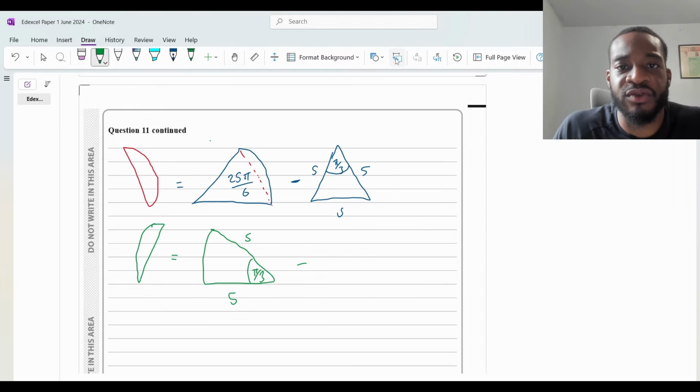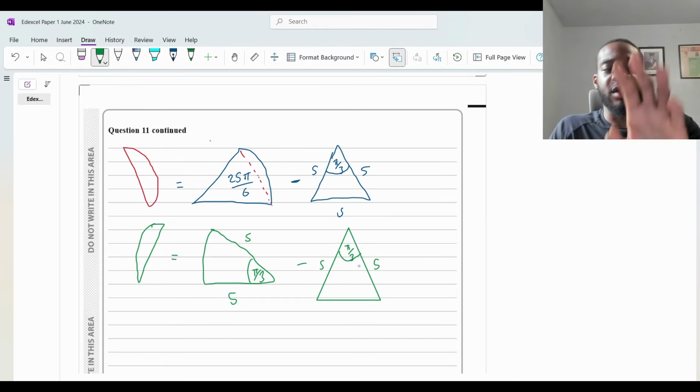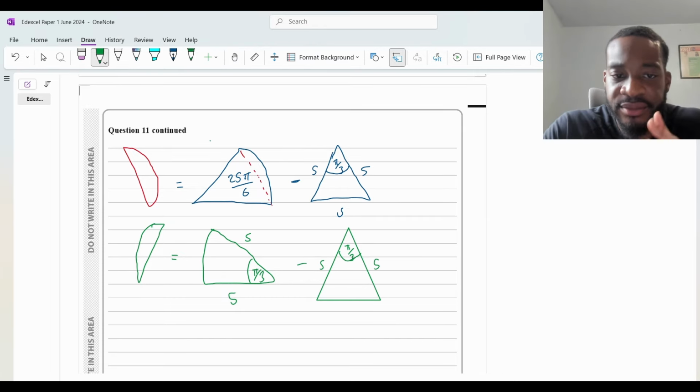Do it again. I just realized I can actually draw a triangle like that, can't I? Yeah, perfect. And again, that's pi over 3, and then that's 5, and then that's 5. So these two are the same thing, right? Now, the main thing is just to calculate that area of the triangle, isn't it?